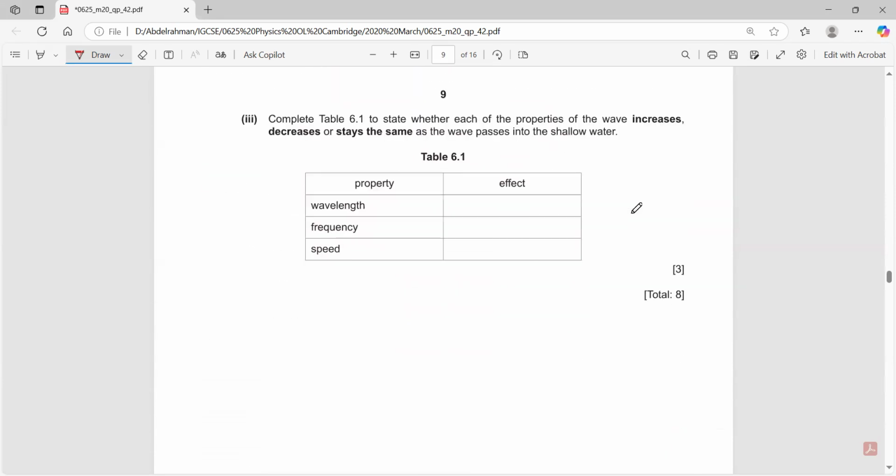Complete table 6.1 to state whether each of these properties has increased, decreased, or stayed the same as it passes into the shallow water. As the water waves pass into the shallow water, what happens to the wavelength? Decrease. Frequency stays the same. We know that the frequency will not change. What about the speed? It also decreases. Why? Because the speed and the wavelength are always together. If you increase the wavelength, the speed increases and vice versa.